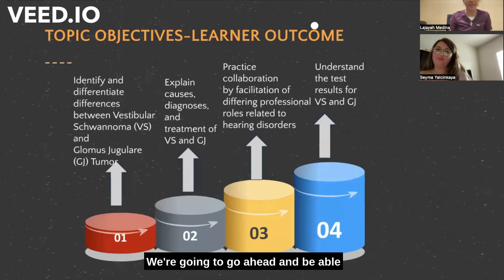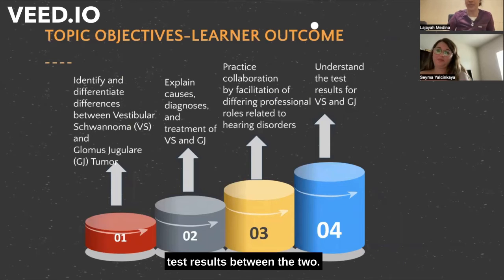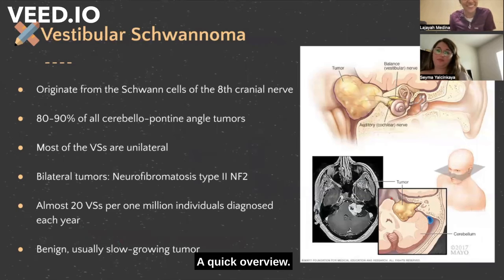We're going to be able to differentiate and identify between a vestibular schwannoma and a glomus tumor, explain the causes and why they happen and the treatment involved, talk about the interprofessional practices, and understand the test results between the two. So let's go and talk about vestibular schwannoma, a quick overview.